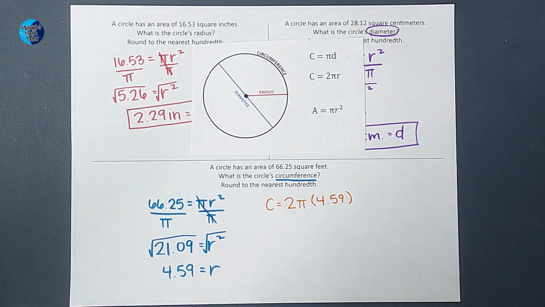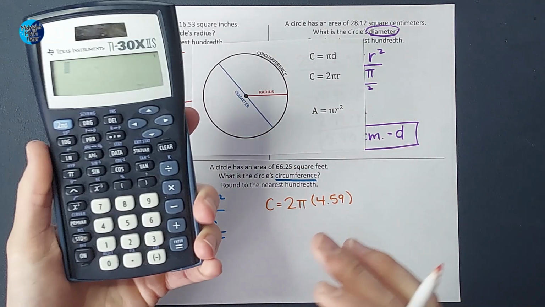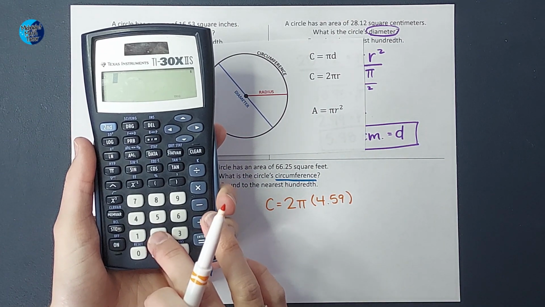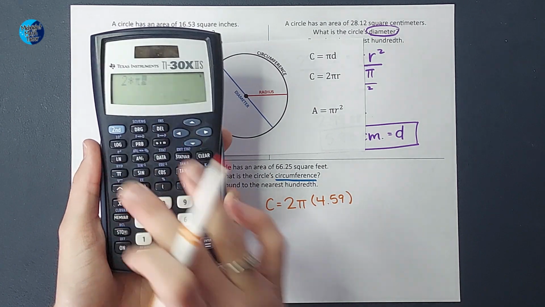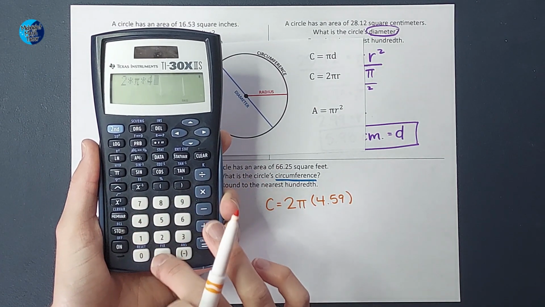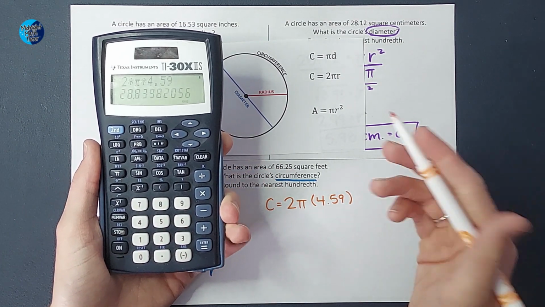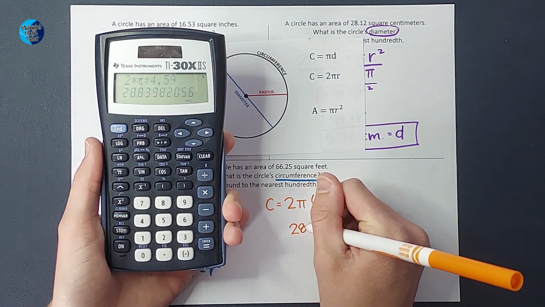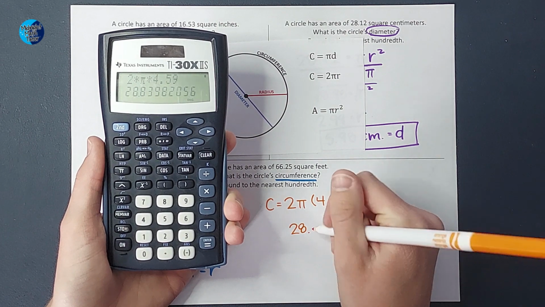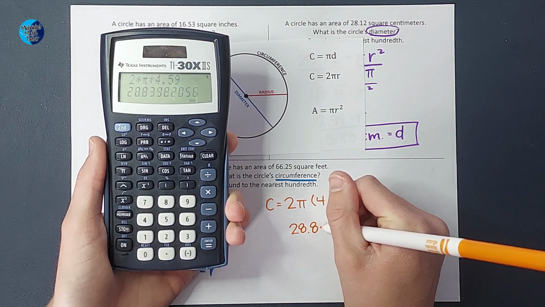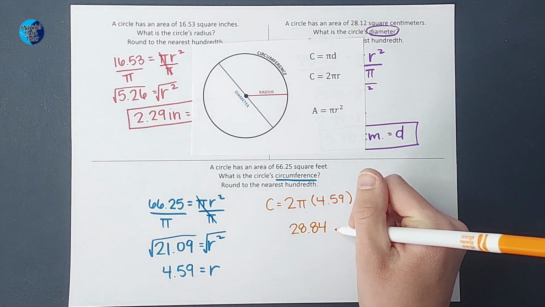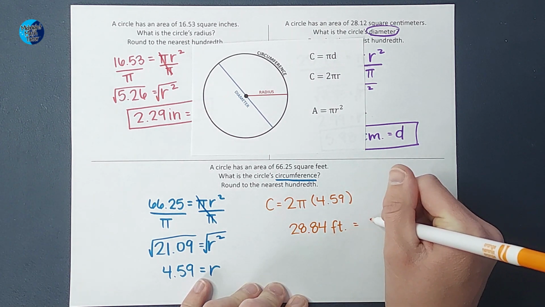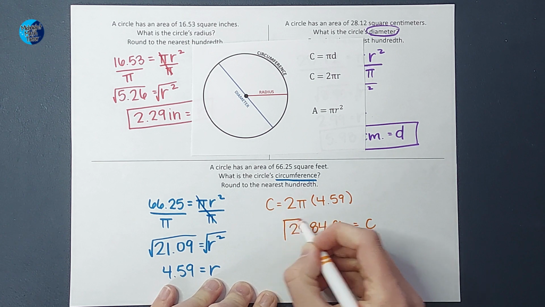4.59. Okay, now I just get to plug all this into my calculator and it asks me to round to the nearest hundredth. So 2 times pi times 4.59 gives me 28.839. So I'm going to round it to 28.84. We are in feet. And that is my circumference.